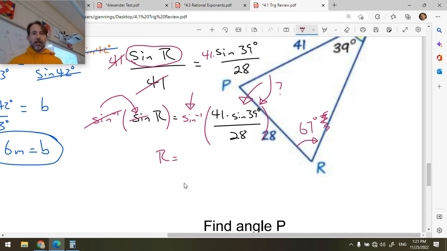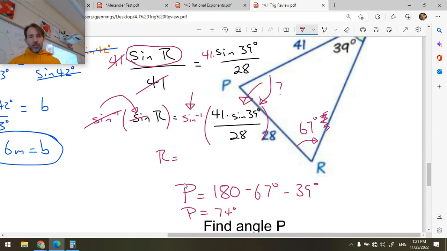So if I knew that angle P is equal to the whole triangle minus angle R, which is 67, minus 39, well, then we would just evaluate that. So anyone do that in their head? Yeah? 74, good. P is equal to 74. I believe you. Cool. So then that's what P would be.